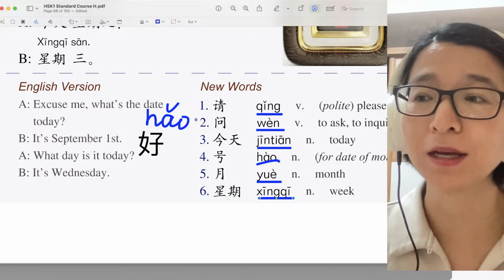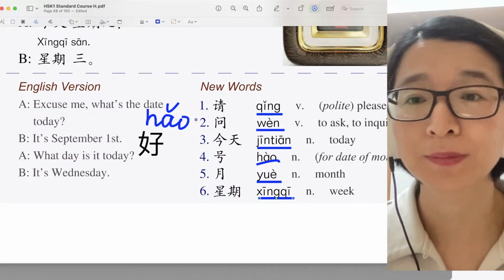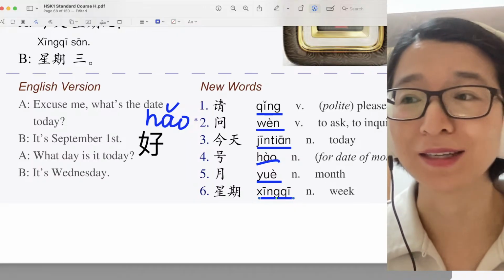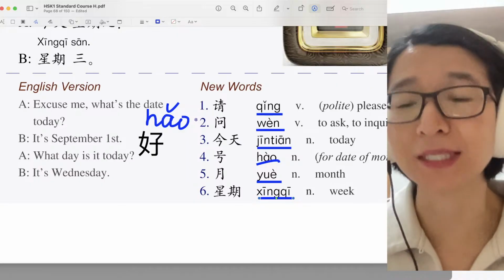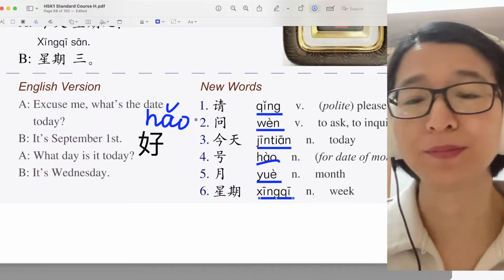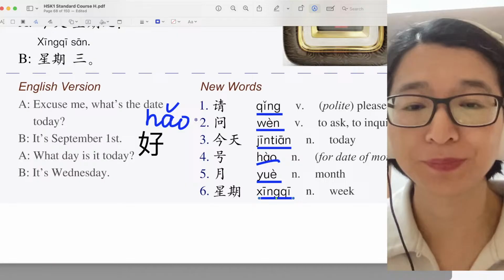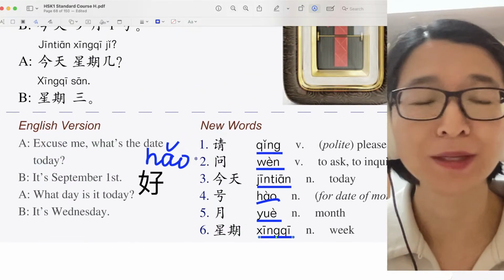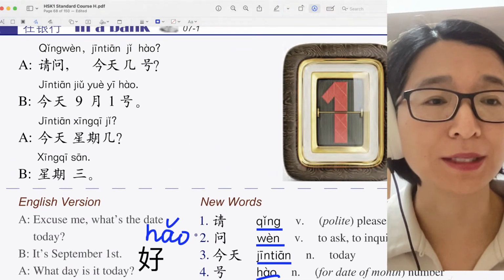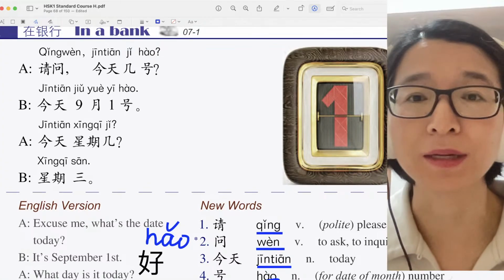How about Sunday? How do we say it? 星期七, right? Actually, we say 星期天 or 星期日. It's different. Okay, no problem. Now let's say the dialogue.